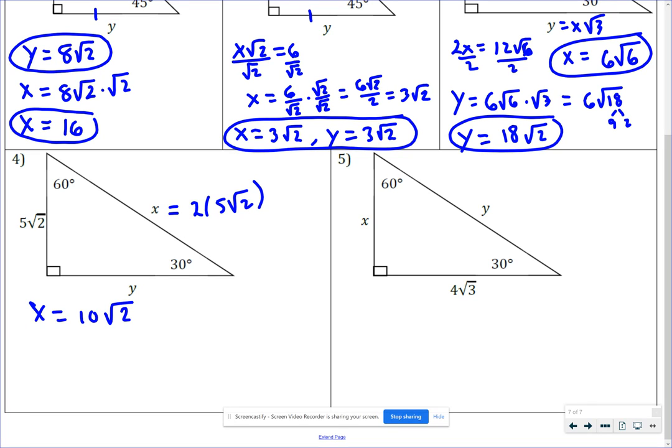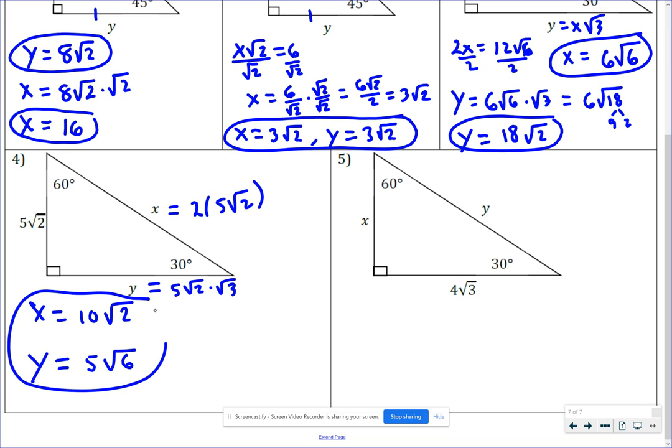Let's find the y. The y is just going to be the short leg times the square root of 3. So the y is going to equal 5 square root of 2 times square root of 3, which is 5 square root of 6. And we're done. It's easiest if you have that short leg. If you don't have the short leg, find it first, by doing some dividing, because we know the relationship between them. And to undo multiply, we divide.